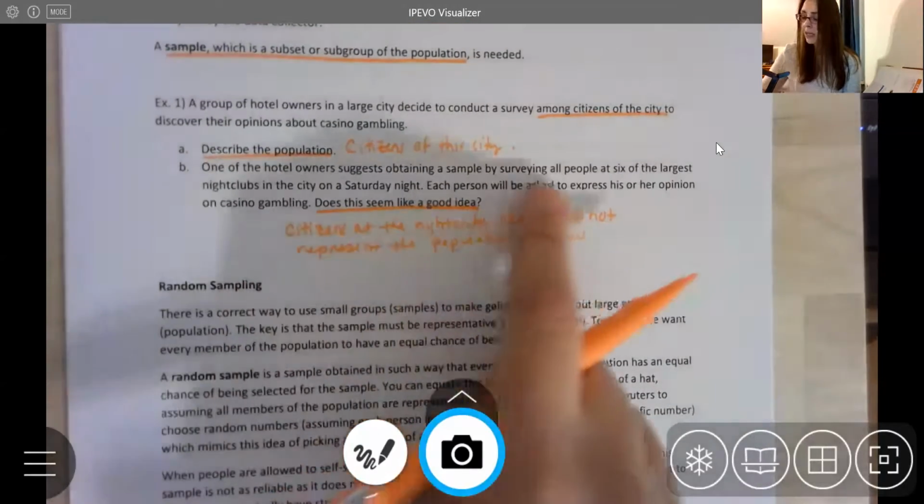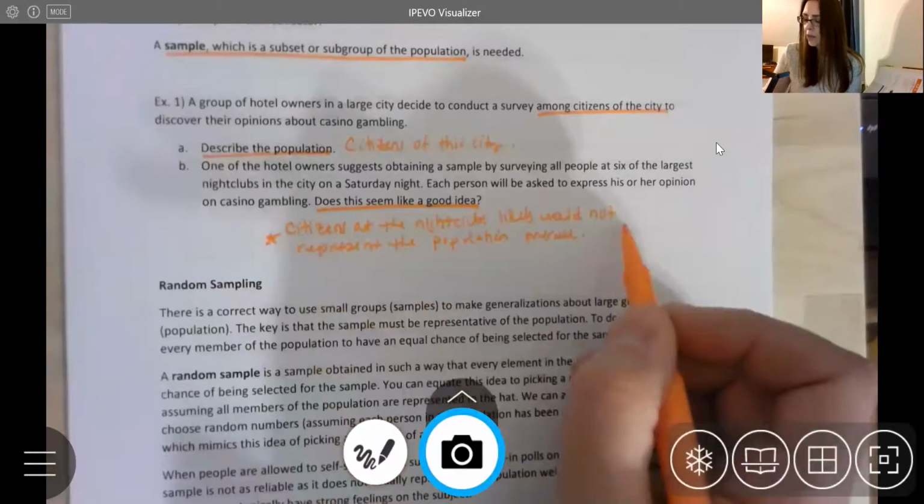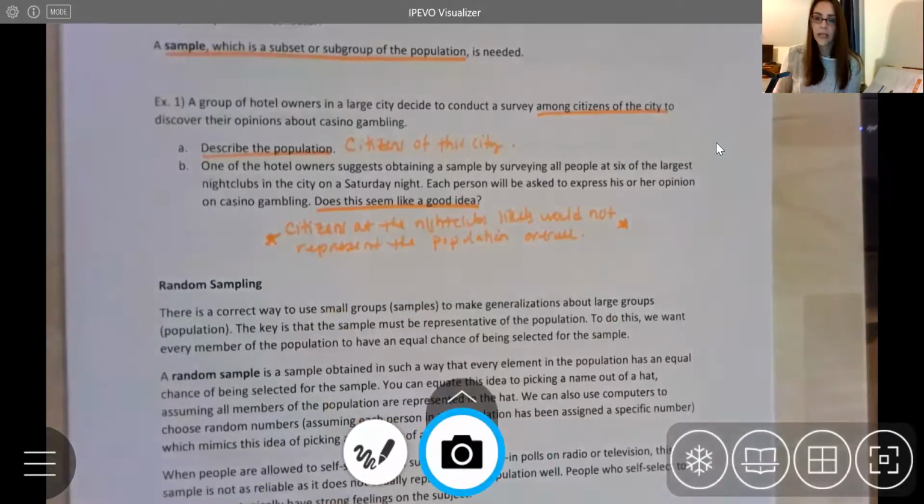Another thing to think about too is this group likely, and I'm just hypothesizing here, this group is probably more in favor of casino gambling. Again, we're just guessing. If they're out at the nightclub on Saturday night, then they maybe are a more likely group that would be interested in going out to a casino as well. Again, I'm generalizing that group of people, of course, but it would seem that this group would probably be more interested in the casino than maybe other groups. So the big thing here, though, is that this group is definitely not going to represent all citizens in the city. You're only taking citizens who go to these specific nightclubs on Saturday night.